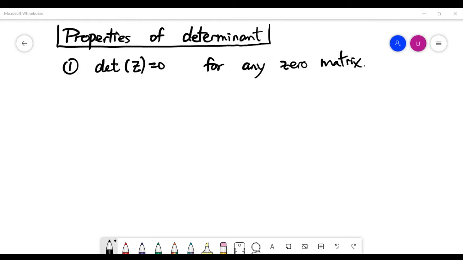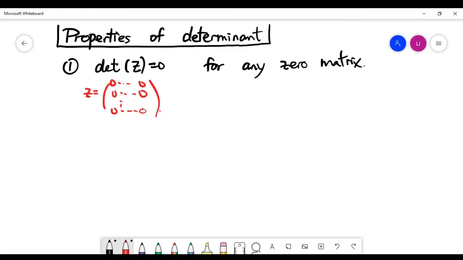And in this video, all the matrices we talk about are square matrices because the determinant formula only applies to a square matrix. Anyway, for the first property, we talk about the square zero matrix, which means all the entries are basically zero. Can you see why the determinant must be zero in this case?